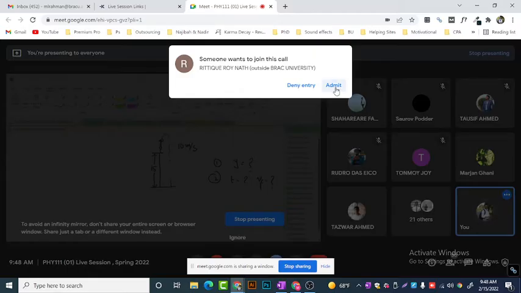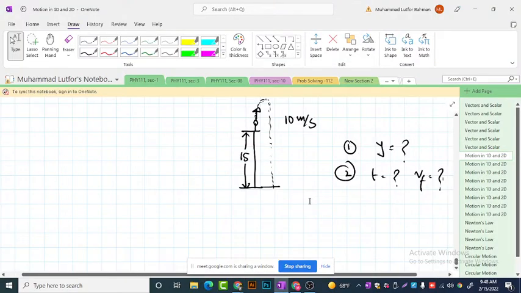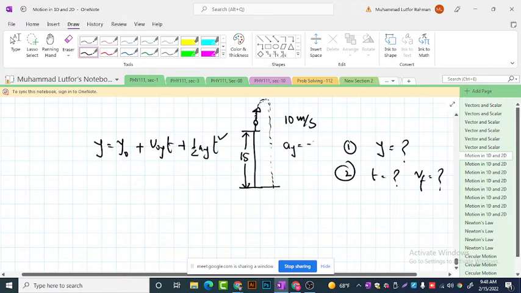Now if you want to solve this question, I will use the equation y equals y naught plus v naught y t plus half a_y t squared. Only for simplification of this calculation, I choose the acceleration due to gravity as minus 10. I just take a round value, it's not a big deal. Just for the calculation, I choose 10 meters per second squared.